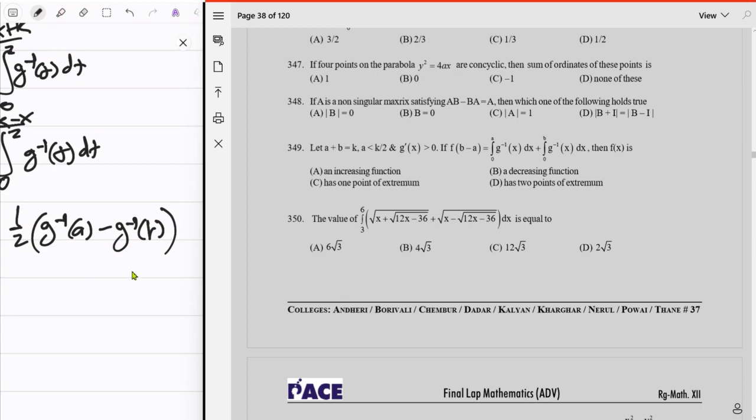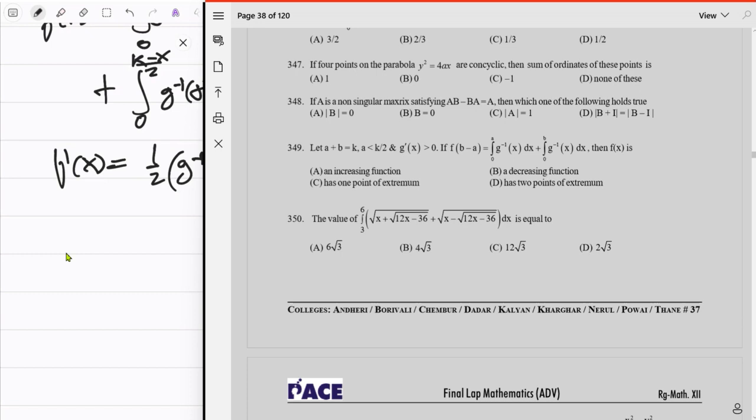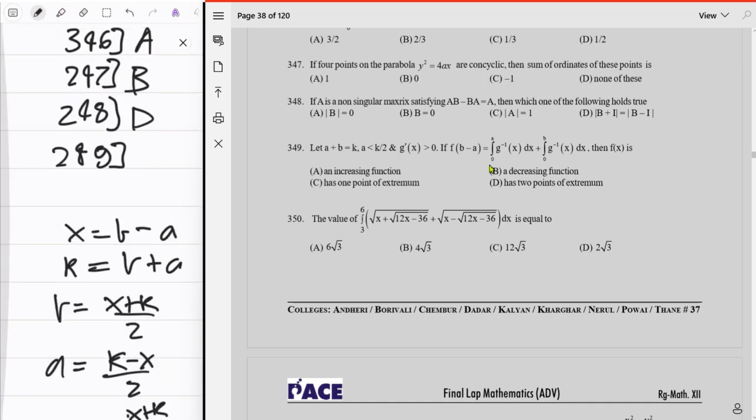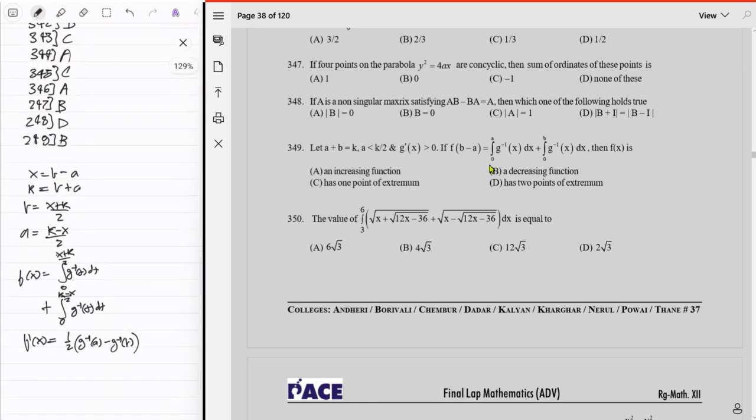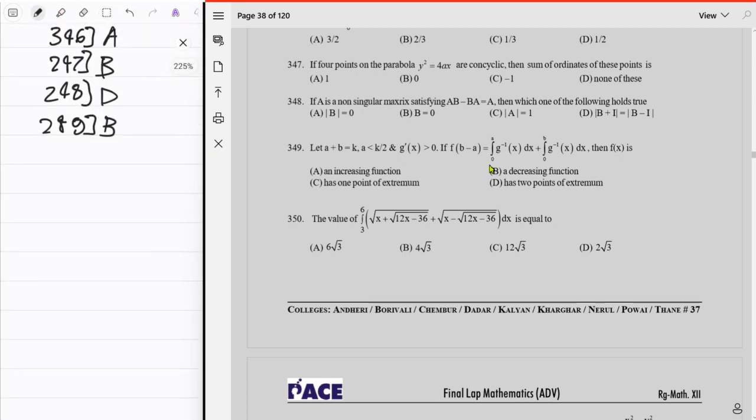I guess, yeah, it's negative because a is less than k upon 2 and g inverse is an increasing function. So yes, this is actually negative. So f dash of x is less than 0 for certain x where this happens. Okay, cool. So this is a decreasing function. B, I think. Next question. At least in a certain interval.